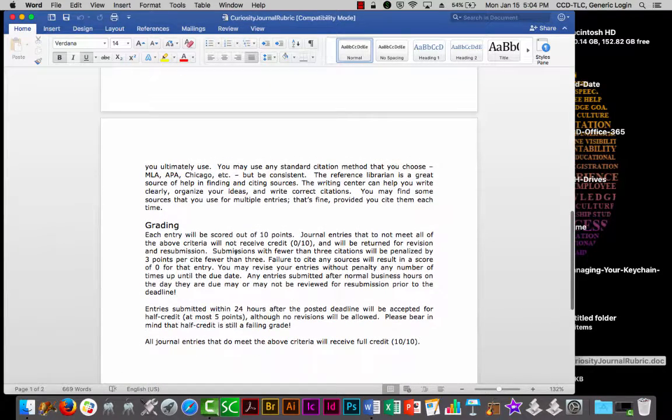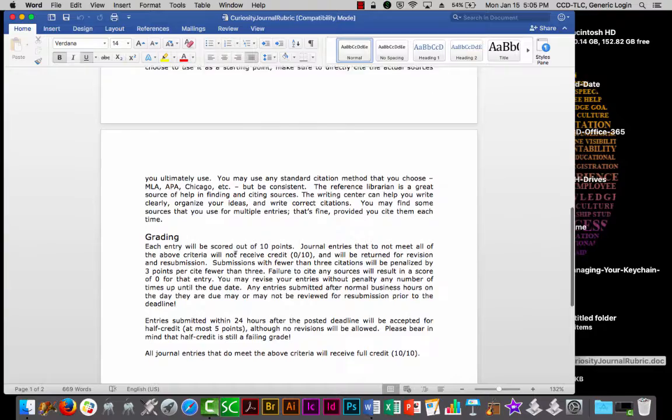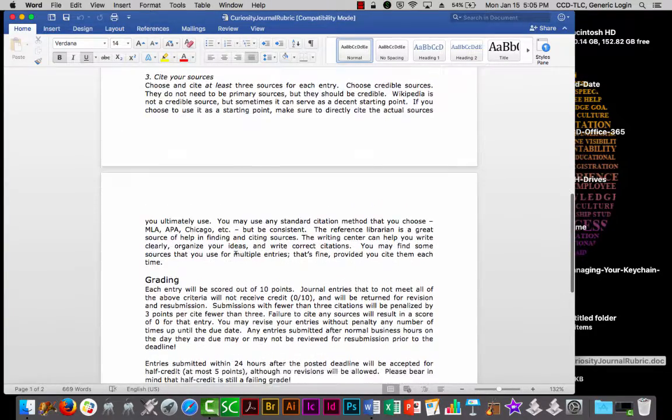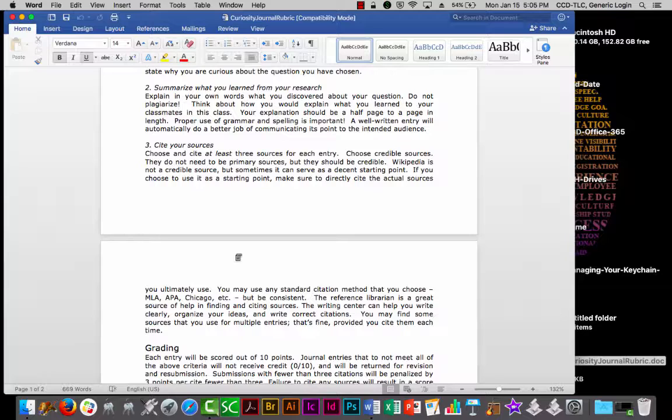So, grading: as long as you meet all those requirements, you have a paragraph for your question and why, a couple of paragraphs answering that, and 3 citations, you'll get full credit. If you don't meet all the criteria, you will not receive credit. Submissions with fewer than 3 citations will be penalized 3 points per citation, and failure to cite any sources will result in a 0 for that entry. So that's what's going on with the curiosity journals. You'll have your first due in the second week of class. Please read over this document more carefully, and if you have any questions, feel free to ask and let me know.